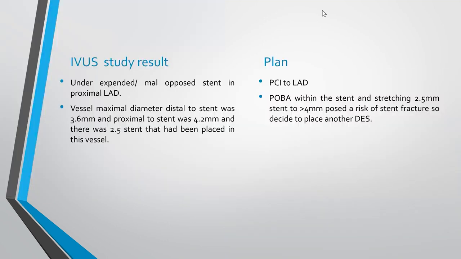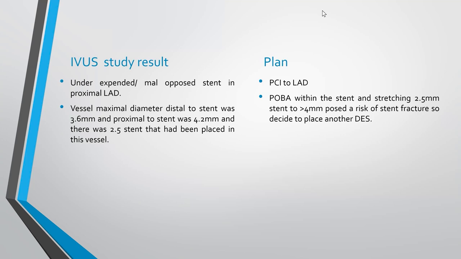We did an IVUS study. Unfortunately, the image is not playing over here. It showed an underexpanded, malapposed stent in the proximal LAD. Vessel diameter distal to the stent was 3.6 millimeters, and proximal to the stent it was around 4 millimeters. And there was a 2.5 millimeter Xience stent that had been placed in this vessel previously.